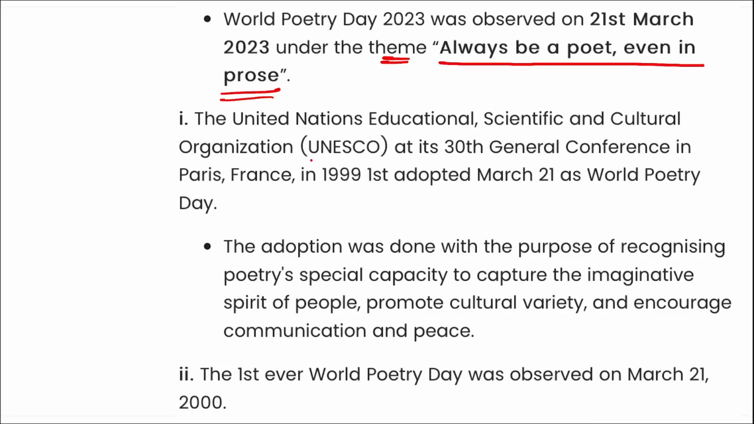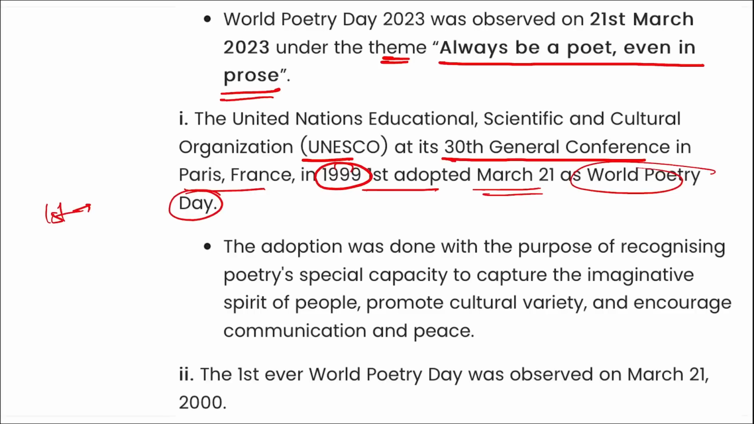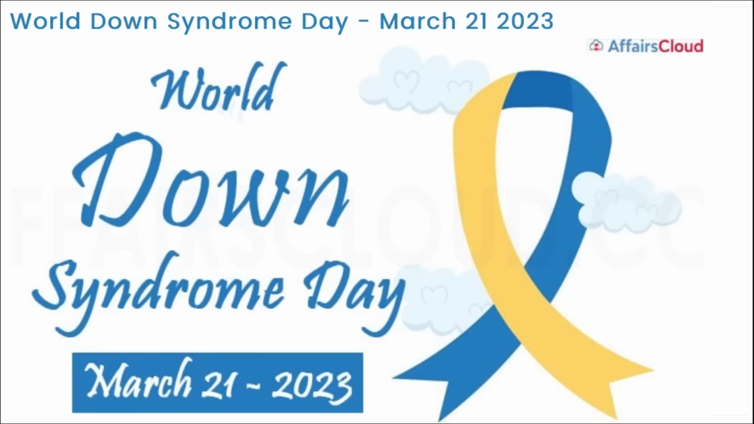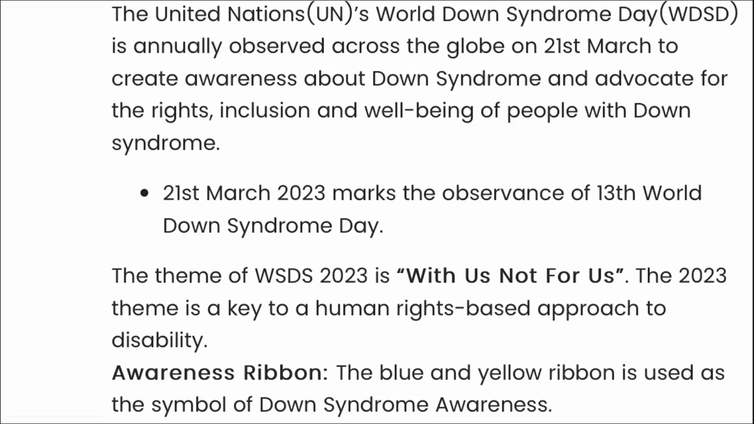Then remember, UNESCO at its 30th General Conference in Paris, France in 1999 first adopted 21st March as World Poetry Day. So when was it first observed? It was in 1999. Next comes your World Down Syndrome Day. On 21st of March we observe World Down Syndrome Day, and the theme for this day is With Us, Not For Us. It is observed to create awareness about Down syndrome and advocate for the rights, inclusion, and well-being of people with Down syndrome.